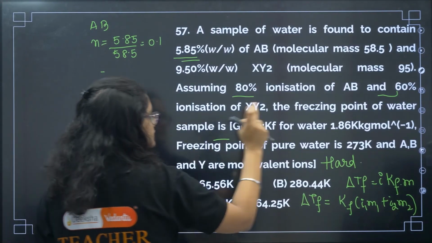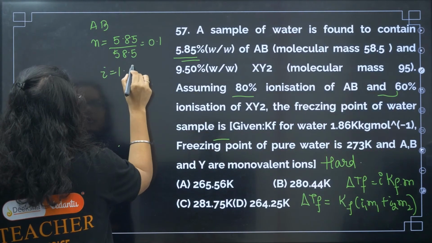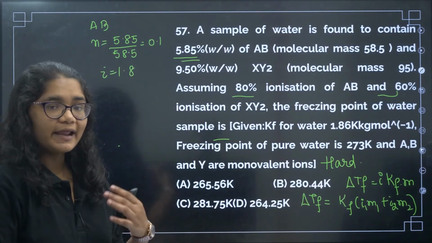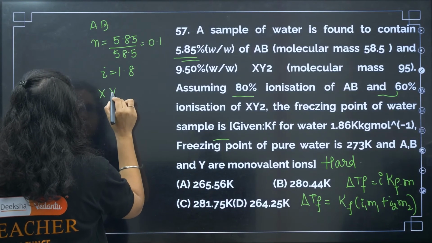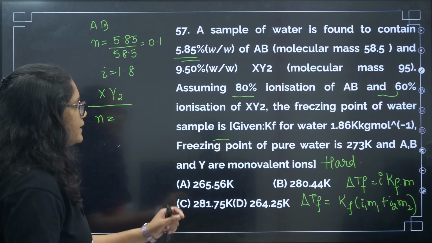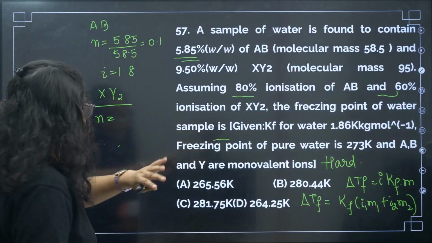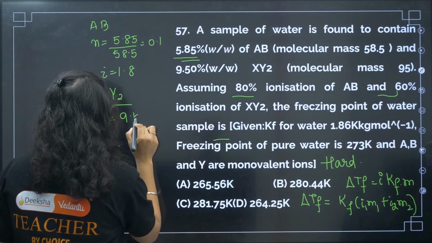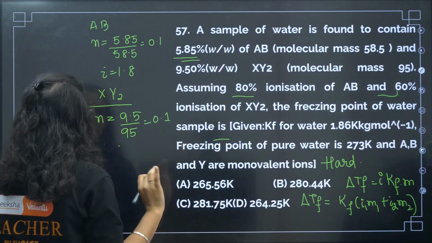So let us solve this now. We have for this one the I value as 1.8. Now let us solve the next solute, that is XY2. For XY2, the number of moles: again this is 9.5%, meaning 9.5 gram is present, molecular mass is 95, so I get 9.5 by 95, that is again 0.1 mole is present, that is done.